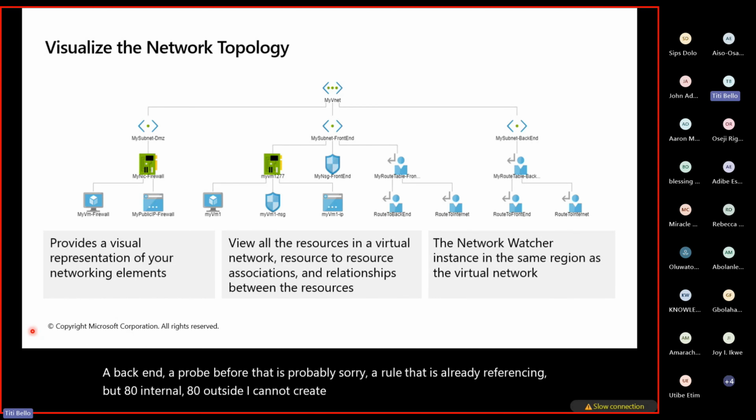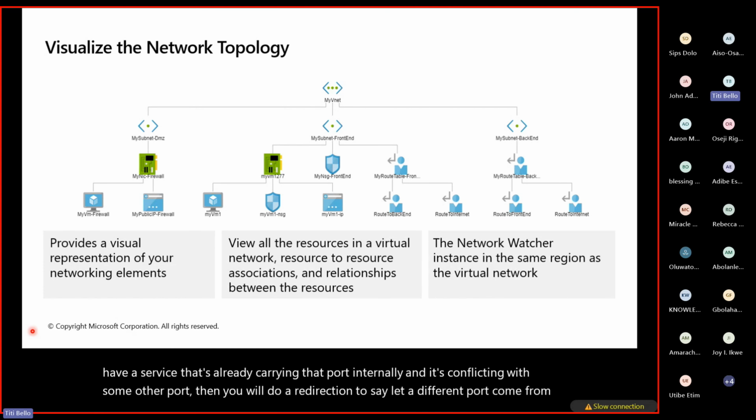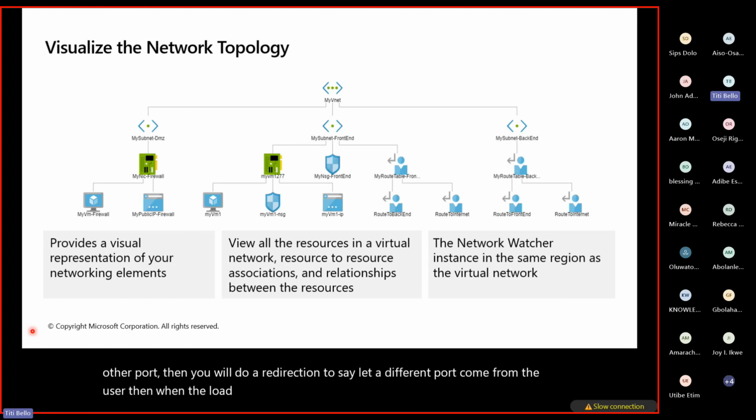So in that case, because you have a service that's already carrying that port internally and it's conflicting with some other port, you will do a redirection to say, let a different port come from the user. Then when the load balancer or firewall gets it, it will redirect it to the internal port that is available. That is the concept or the idea behind the load balancer.